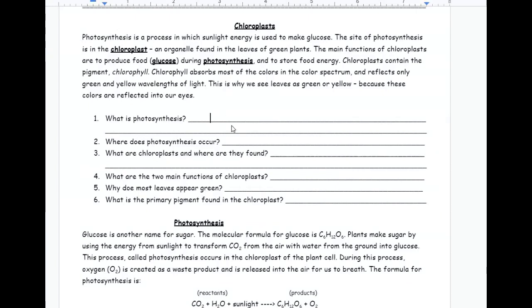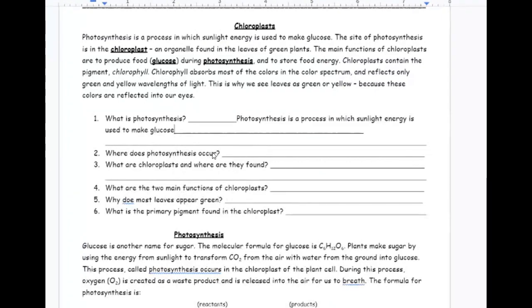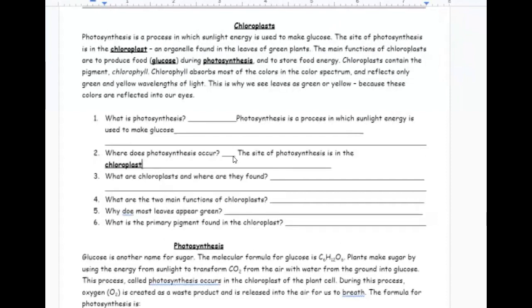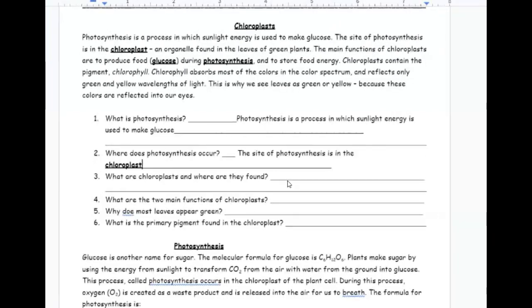Now I have something that's blinking on here that helps. Photosynthesis is the process. What I'm going to do is Control C and Control V, and we're going to go through this very quickly. Some of you have already done this, some of you haven't. Where does it occur? If I keep reading, it says the site is the chloroplast. So I just Control C and Control V. You can also take screenshots of this if you need to, so you can go back and get the answers.